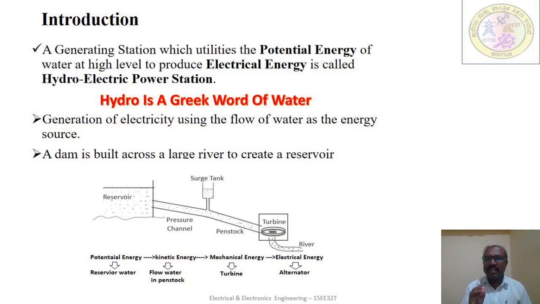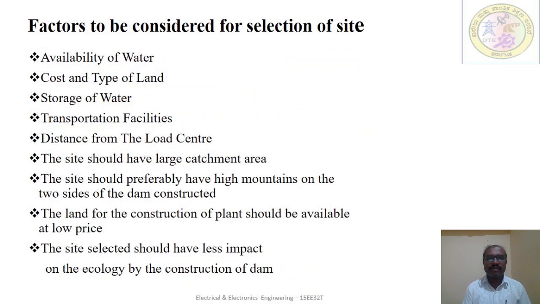After that, when the turbine rotates, it is connected to the generator shaft. That means the mechanical energy is converted into electrical energy. Next, we see the factors to be considered for the site selection of a hydropower plant.